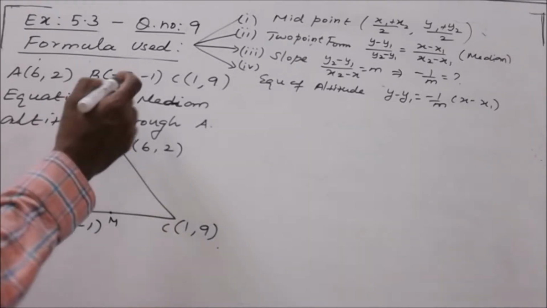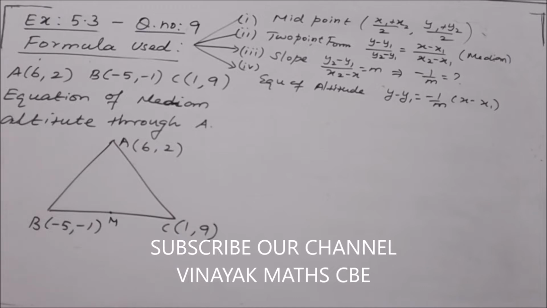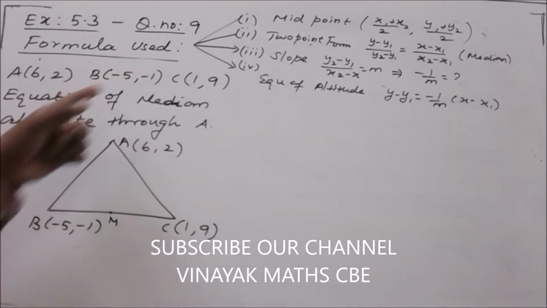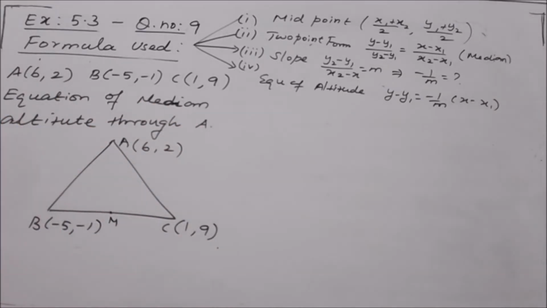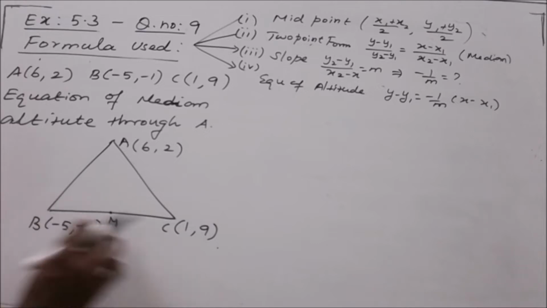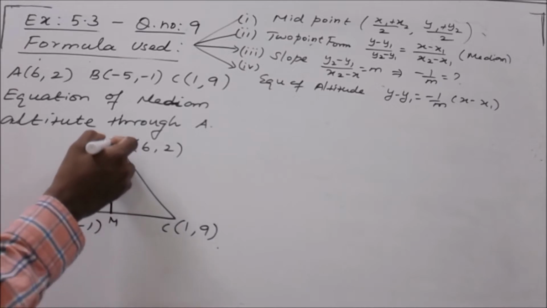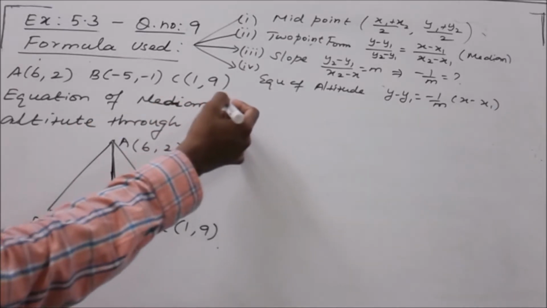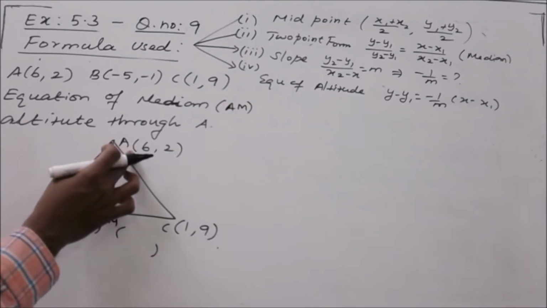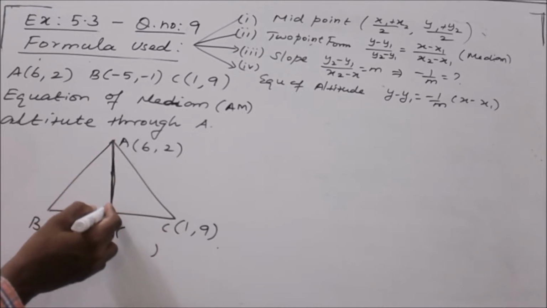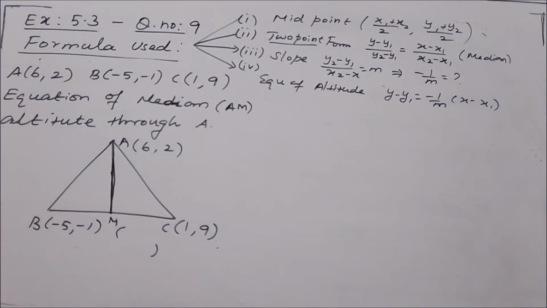Now the given question has the points (6, 2), (minus 5, minus 1) and (1, 9). This is a triangle ABC connecting these points. Now find the equation of median and altitude through A. Equation of median through A: find the midpoint of BC and then calculate the line AM. AM is the equation of the median. M is a midpoint and A is a point. Therefore, this is the equation of the line passing through 2 given points. Use this 2-point formula to calculate the equation of the median.